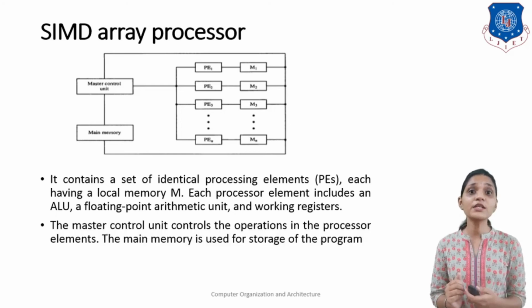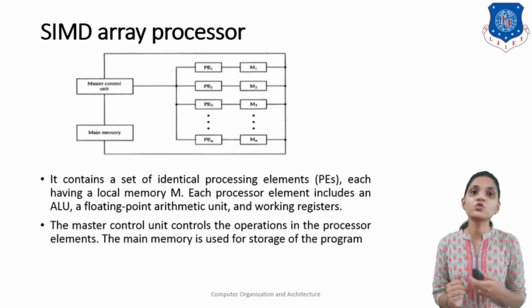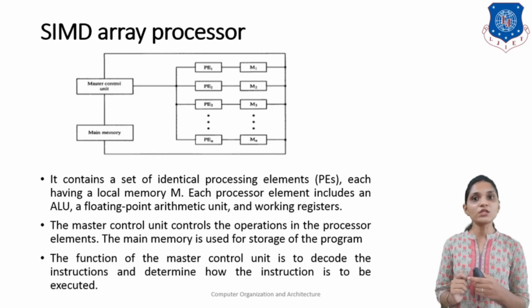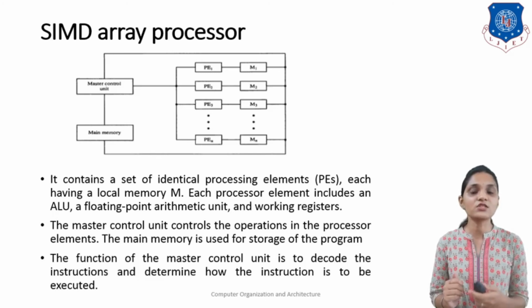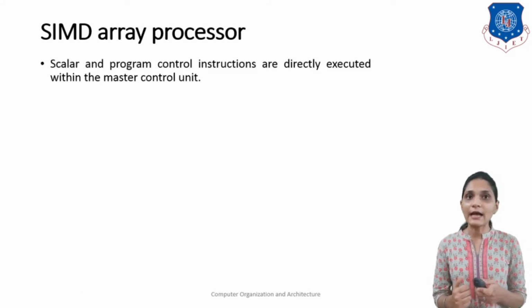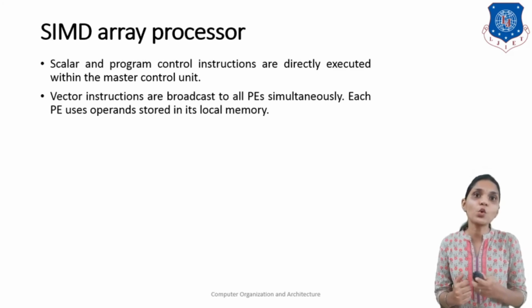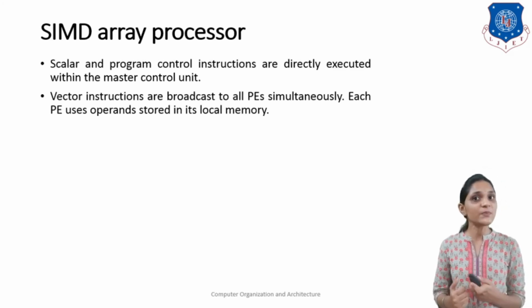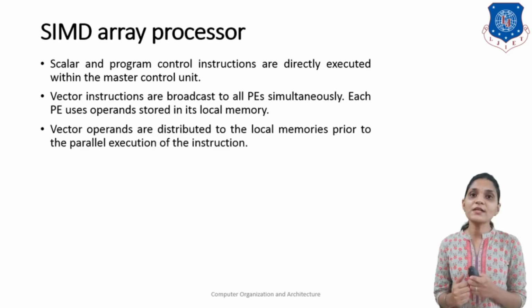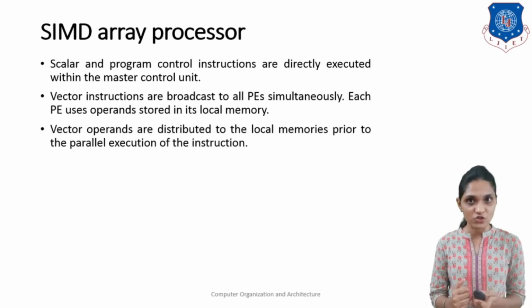The master control unit controls the operation of the processing elements, and the main memory is used to store the program. The function of the master control unit is to decode the instruction and determine how the instruction is to be executed. The scalar and program control instructions are directly executed within the master control unit, and vector instructions are broadcast to all PEs simultaneously. Each PE uses the operand stored in its own local memory. Vector operands are distributed to the local memory prior to the parallel execution of the instruction.